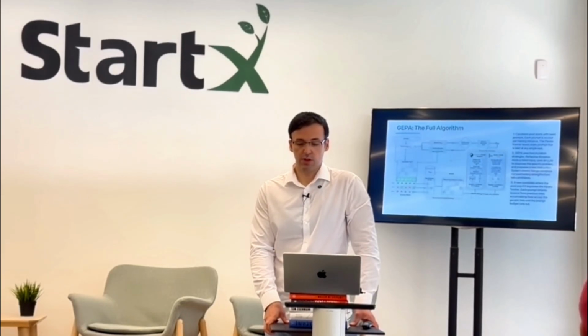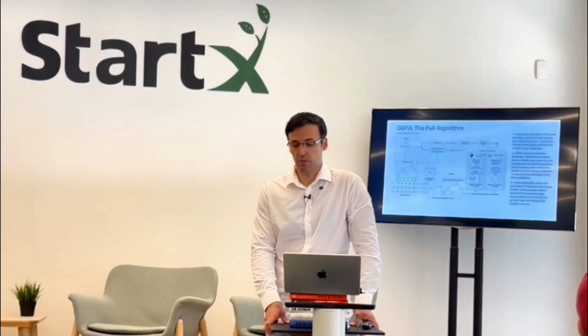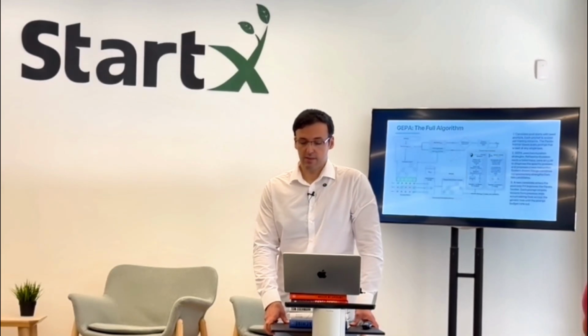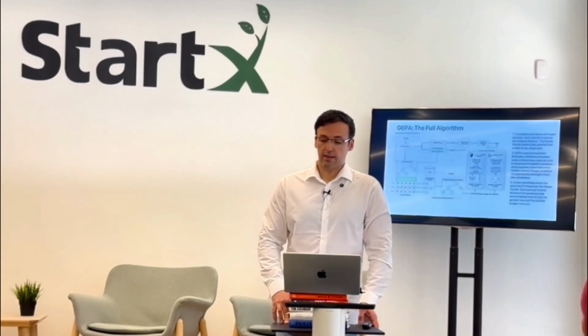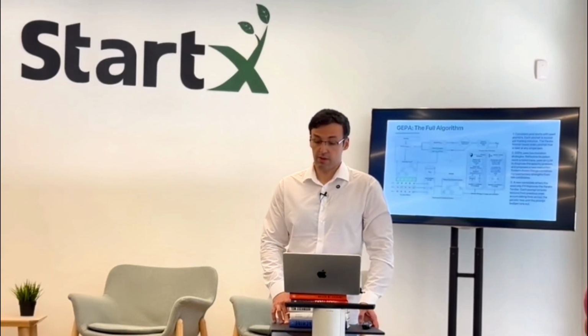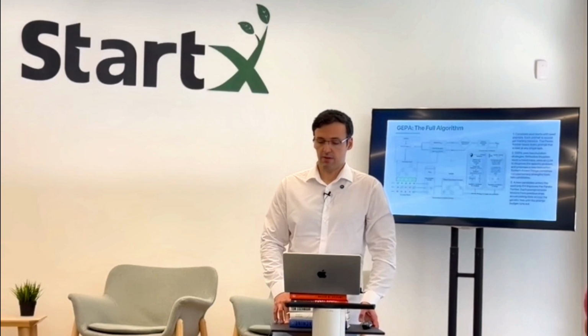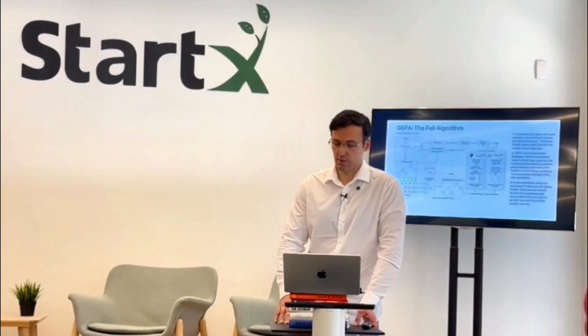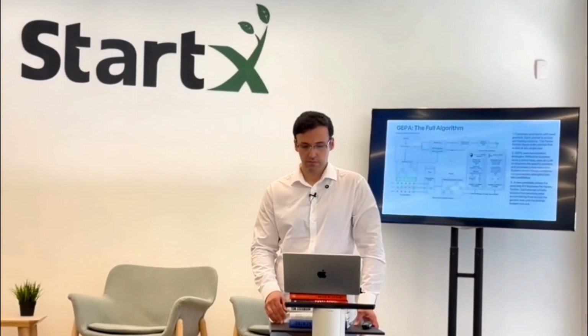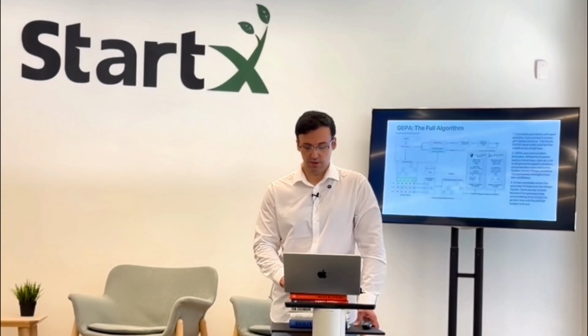And GEPA uses two mutation strategies. The first is reflective mutation, which reads a failed trace, uses an LM to diagnose a specific problem, and proposes a new instruction. And system-aware merge combines complementary strengths from two candidates. Then a new candidate enters the pool only if it improves the Pareto frontier. Each prompt inherits lessons from the previous one, accumulating fixes across the genetic tree until the prompt budget runs out. So it's much more complex, but it's very useful.